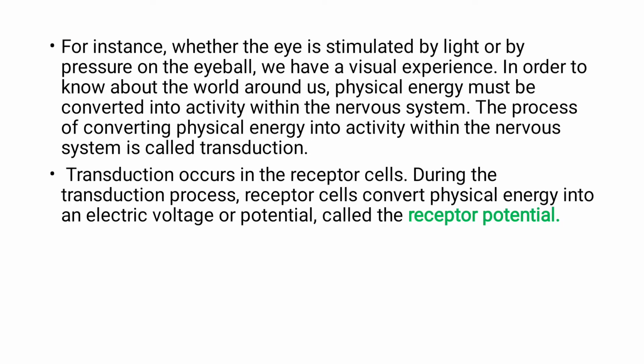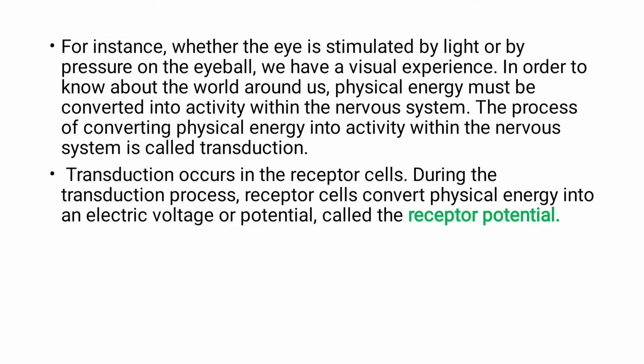So for instance, where the eye is stimulated by light or by pressure on the eyeball, we will be having visual experiences. In order to know about the world around us, this physical energy must be converted into an activity within the nervous system. The process of converting the physical energy, that is the light you have seen through your eyes, into some activity within the nervous system is called transduction.